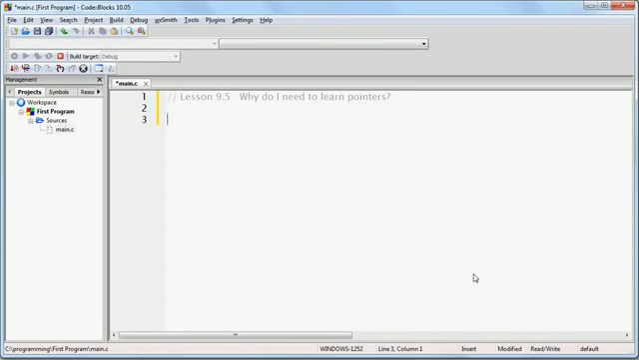I've received a lot of questions from people who have asked me, why is it so important to learn pointers? And the truth is, it really is important to learn pointers. Pointers are among the most fundamental topics any aspiring programmer should learn. So in this lesson, I'm just going to talk to you about why that is.